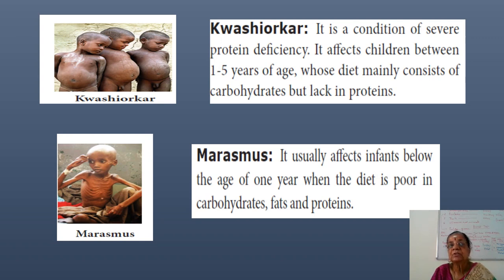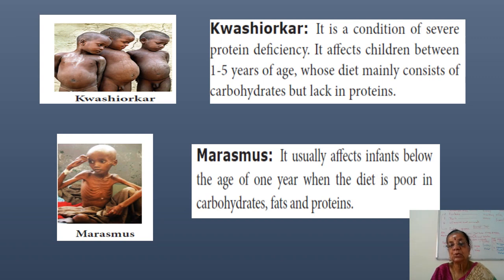The condition of severe protein deficiency is called kwashiorkor. It affects children between 1 to 5 years of age whose diet mainly consists of carbohydrate but lacks protein. In that case, children will be suffering from symptoms like a pot belly and poor growth.